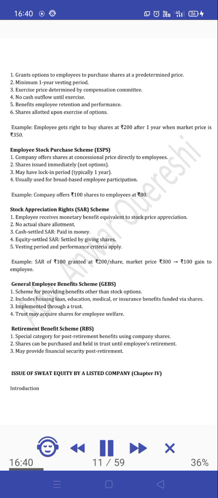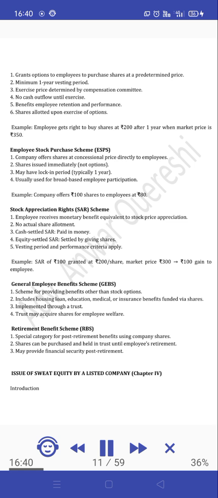Stock Appreciation Rights, SAR scheme. 1. Employee receives monetary benefit equivalent to stock price appreciation. 2. No actual share allotment. 3. Cash settled SAR. Paid in money. 4. Equity settled SAR. Settled by giving shares. 5. Vesting period and performance criteria apply. Example. SAR of 100 rupees granted at 200 rupees share. Market price 300 rupees, right pointing arrow, 100 rupees gain to employee.